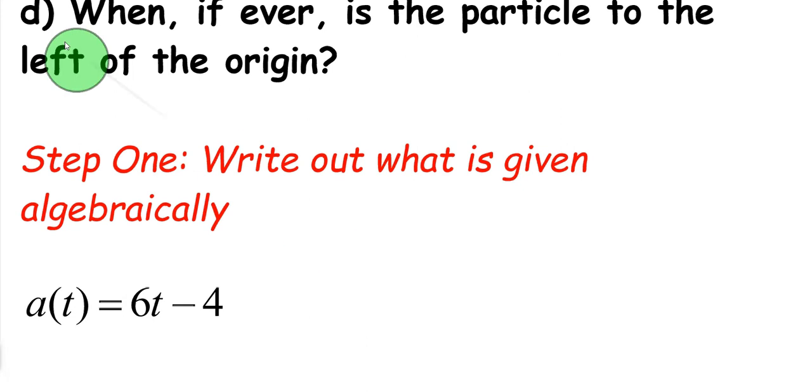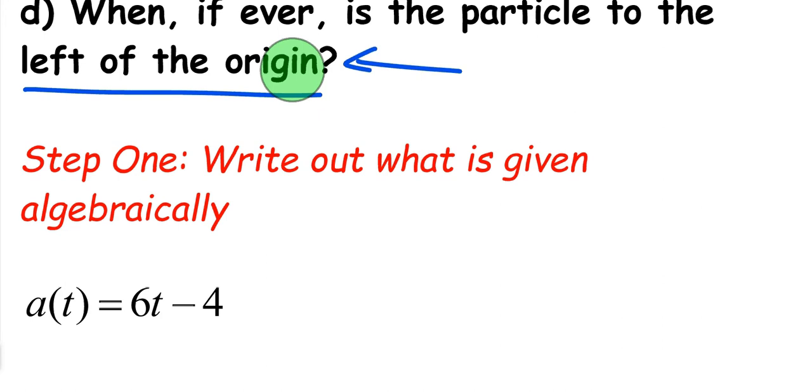So again, if you haven't watched parts A through C, go ahead and do that and be part of the playlist. And then after that, you can watch this part so you can be caught up to speed. So here's the question. When, if ever, is the particle to the left of the origin? This is a different kind of question. We've looked at velocity, we've looked at speed, slowing down and all that. Now we're just looking at a position type of question. When is it left of the origin?